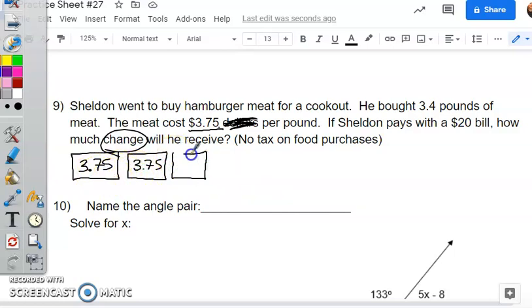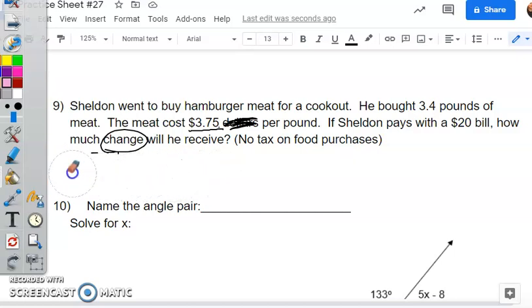If I'm buying 3, you do not need to write this out, guys. This is just a demonstration. $3.75, if I bought 3 pounds, I would multiply it by 3. Well, the only difference here is it's not giving me a whole number. It's giving me a decimal, but I still do the same thing. So I want to start by multiplying.